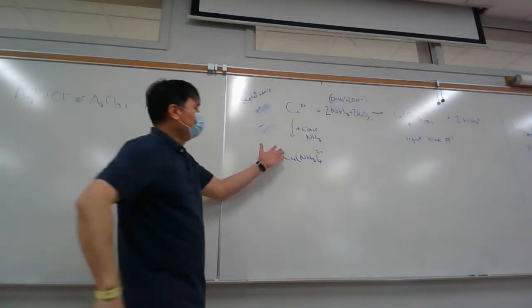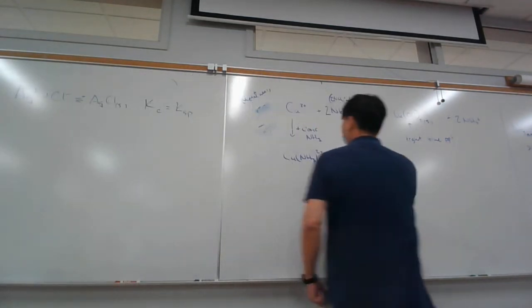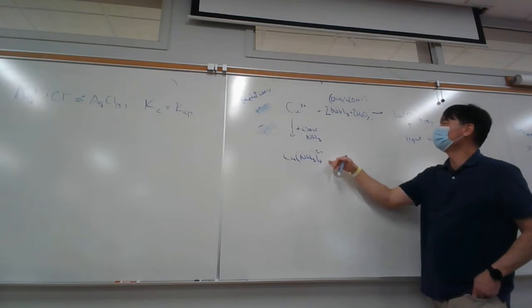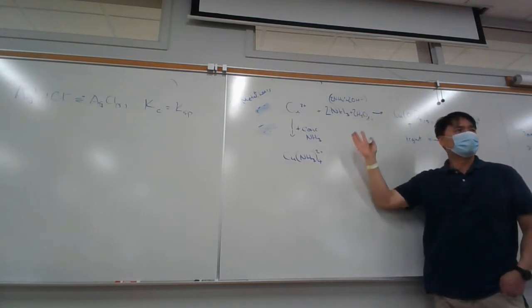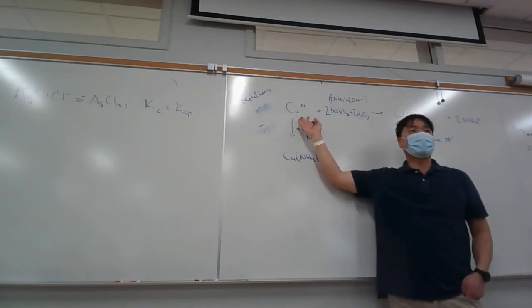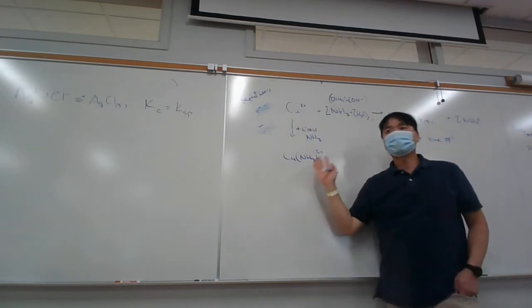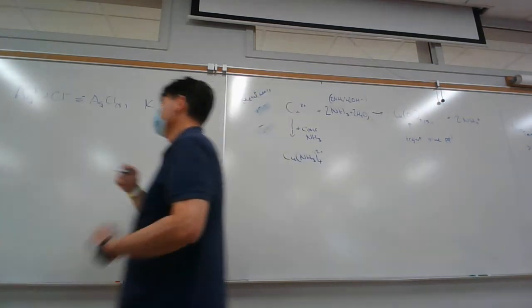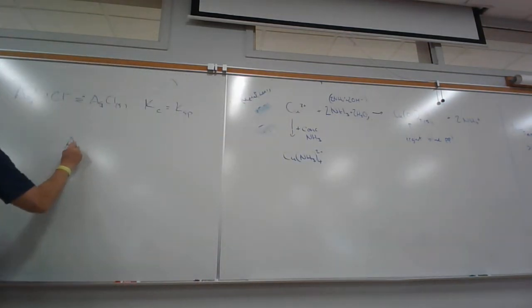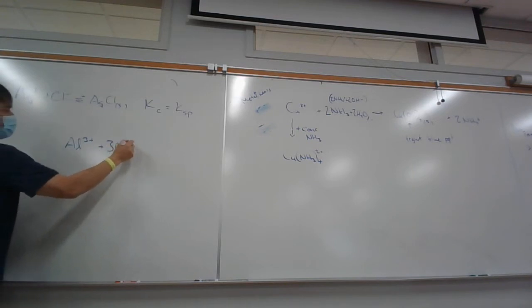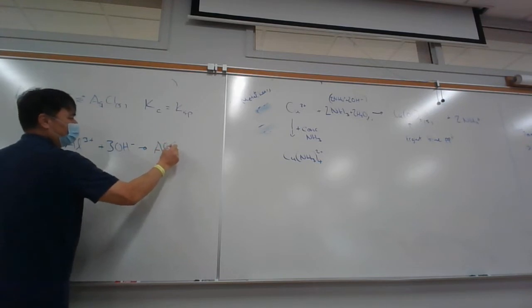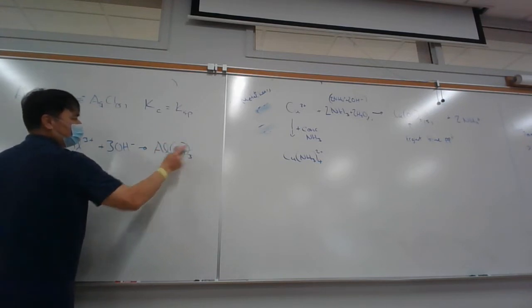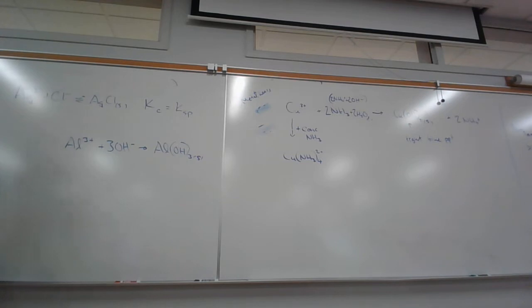Here, the same thing. To avoid a complex formation, instead we could use hydroxide. If we use hydroxide here, then we don't form a hydroxyl complex of copper 2. However, if we try to precipitate out aluminum ion with hydroxide, then we run into the exact same problem. With 3 hydroxides, no problem here. If I had 3 hydroxides, I'm just going to form a white, very gelatinous precipitate of aluminum hydroxide.